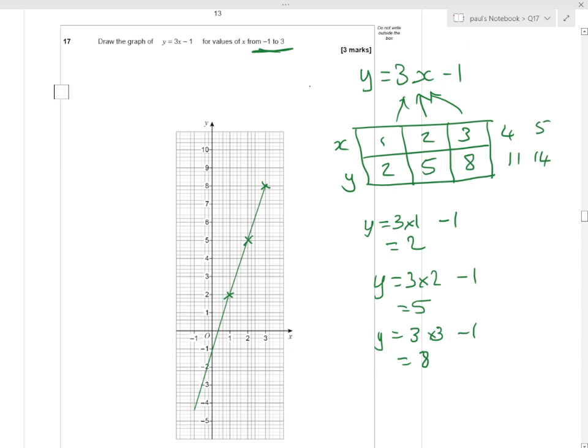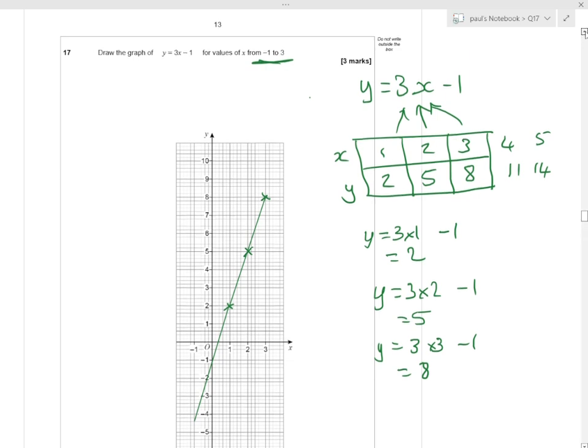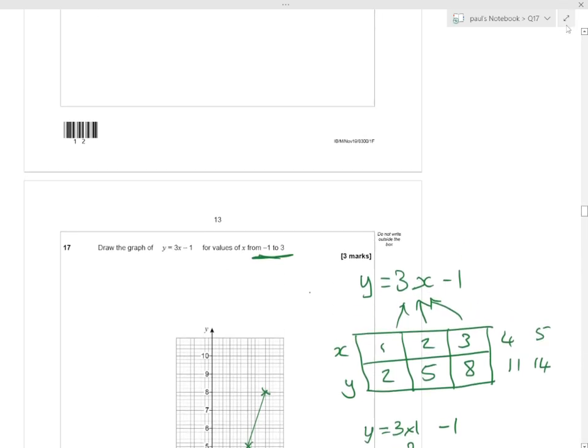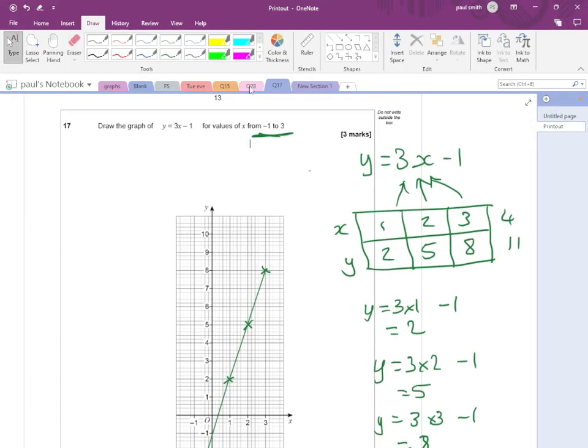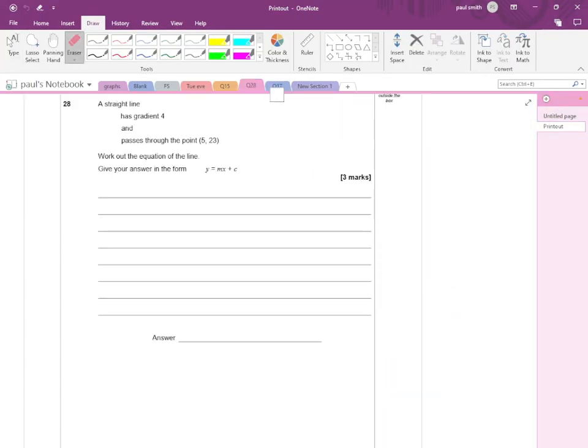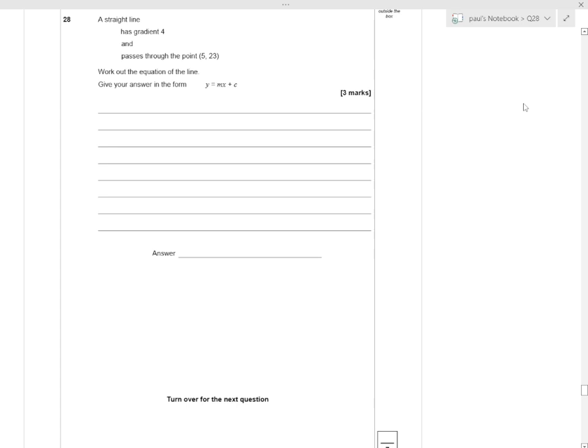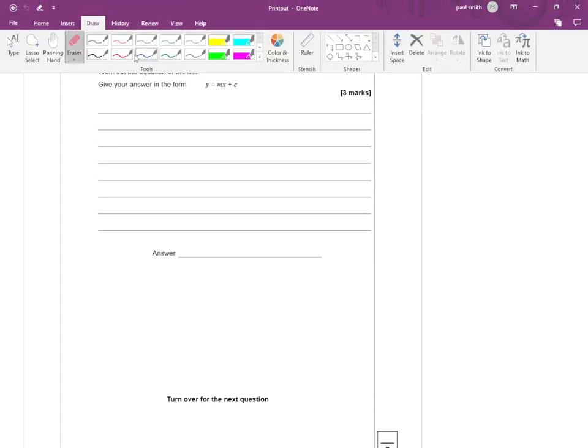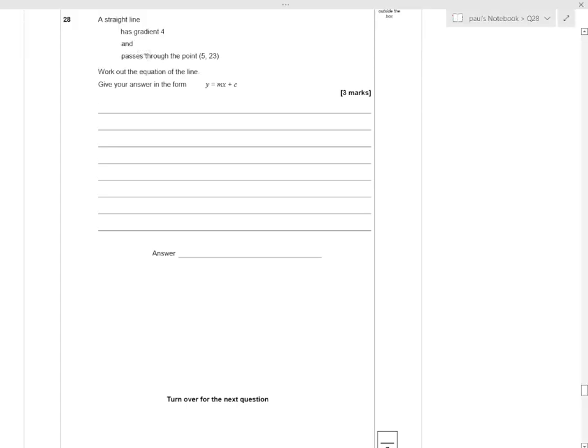Yeah, question 17. So we're a fair way through the paper. So this one might be harder because it's a question 18. Now what are we doing with this one? Now, a straight line has a gradient of 4, right, and passes through the point 5, 23. Work out the equation of the line.